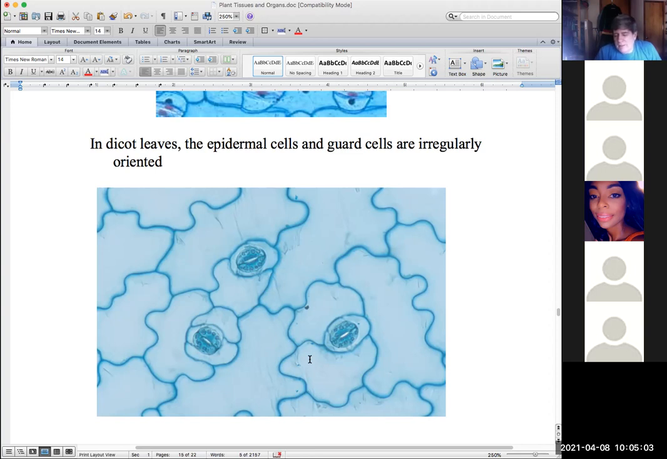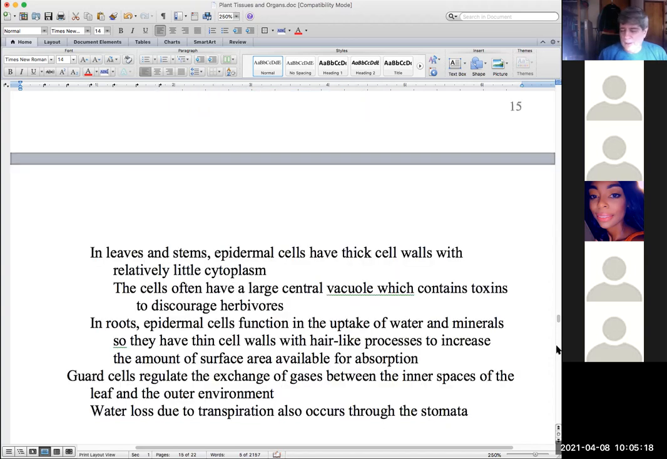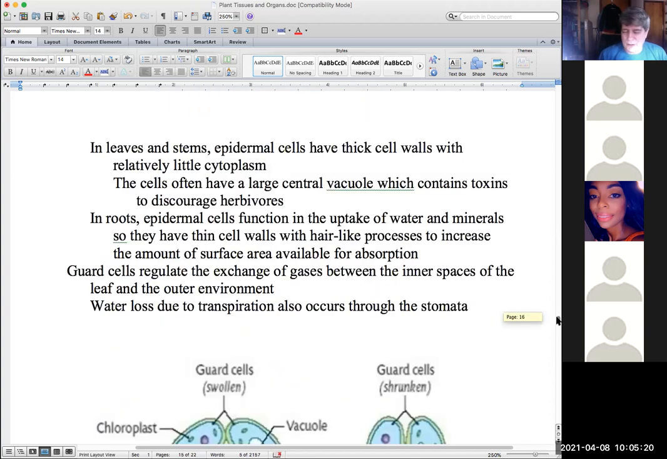So if we're looking at a monocot epidermis versus a dicot epidermis, versus a monocot leaf versus a monocot stem versus a dicot leaf or stem or root, we can tell all these apart. So that turns out to be useful.